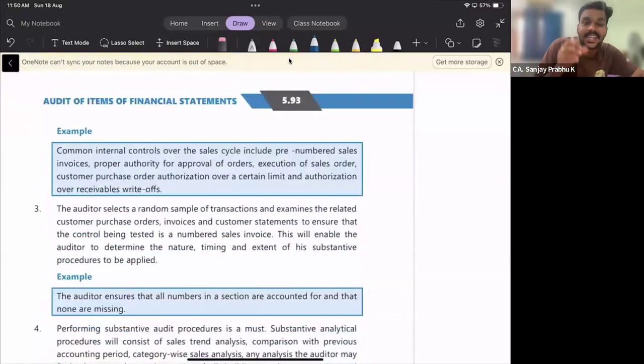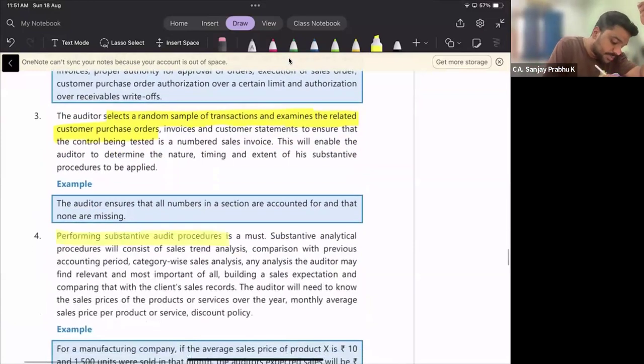Then moving on to the third point. What is the third point? Select the sample. The auditor should select a random sample of transactions and examine the related customer purchase order. Randomly, he will select some samples and apply the audit procedure. He will check the sales invoice number. He will check the amount. He will check whether it is recorded properly. Then he will finally perform substantive audit procedure.